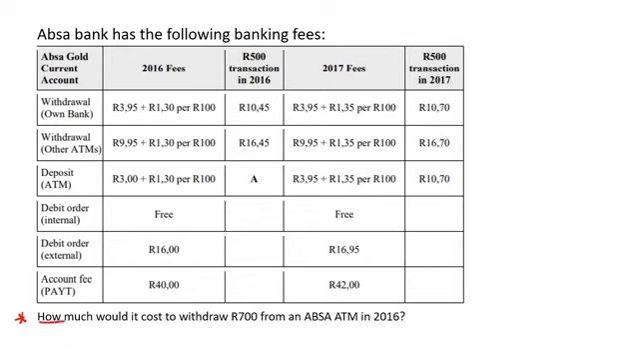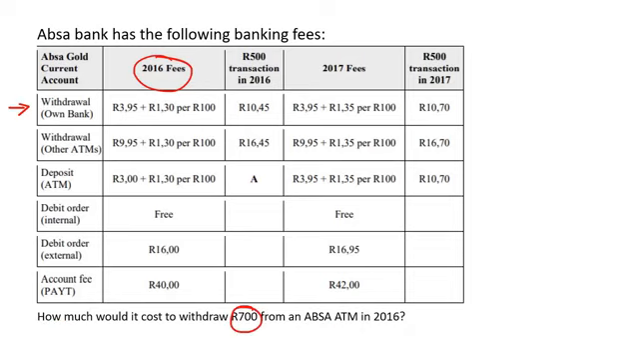It says, how much would it cost to withdraw 700 Rand from an ABSA ATM in 2016? Now, this is ABSA Bank, an ABSA current account. So if you are withdrawing from ABSA in 2016, you're going to go to withdrawal, but you see there's two of them. One is at your own bank, which would be ABSA, and this would be at another bank like Capitec, Nedbank, FNB. But it says at an ABSA ATM, and this is for ABSA. So we're going to go to the own bank, and now we're at 2016, and we want to withdraw 700 Rand.